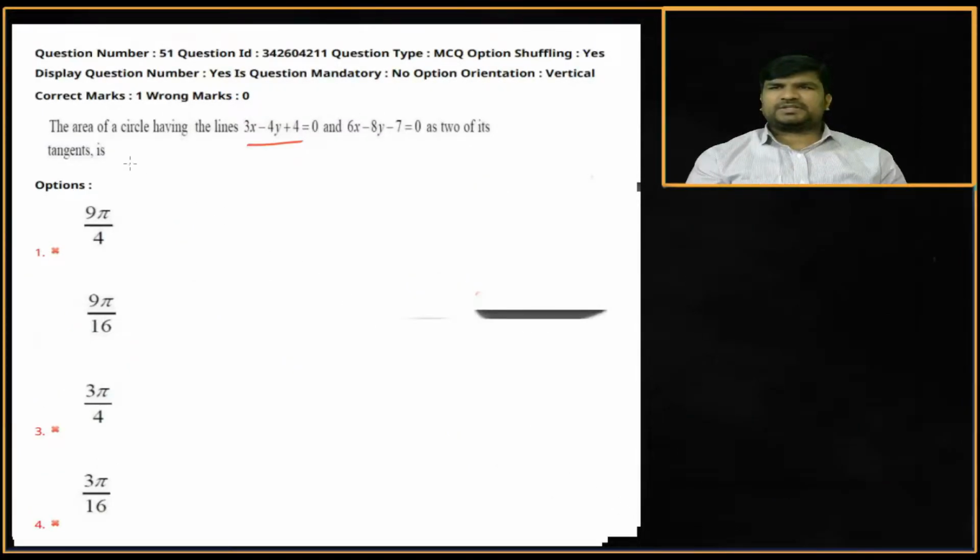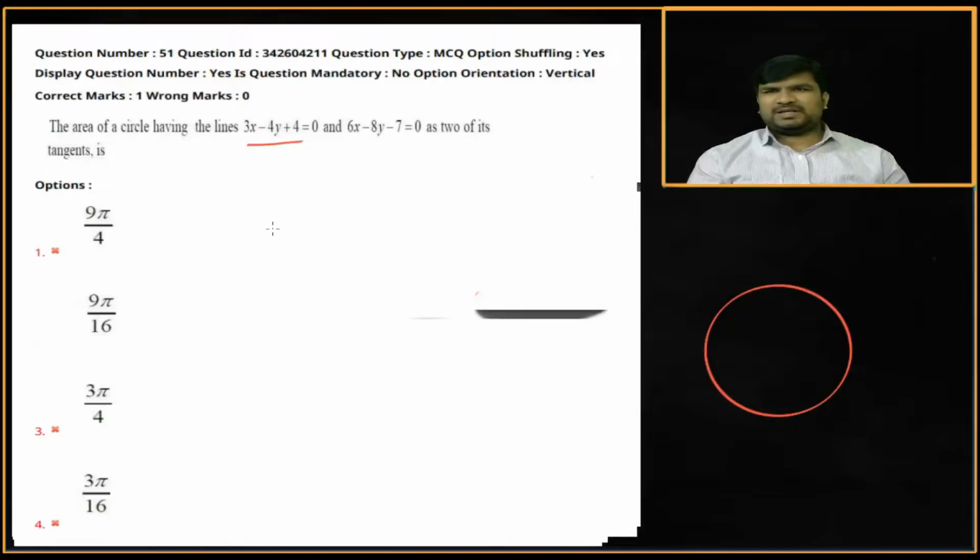Now the next question: the area of the circle having the lines 3x minus 4y plus 4 equals 0 and 6x minus 8y minus 7 equals 0 as two of its tangents. So we have to find the area of the circle. First, draw a circle.